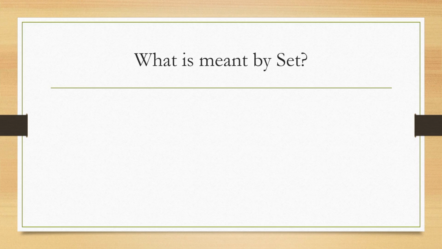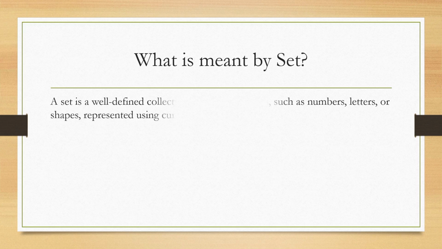What is meant by set? A set is a well-defined collection of distinct objects, such as numbers, letters, or shapes, represented using curly brackets. Means a set is a collection of numbers, objects, letters, or shapes, and it is represented by curly brackets. It is necessary to use curly brackets for representing a set. Otherwise, we cannot get marks.